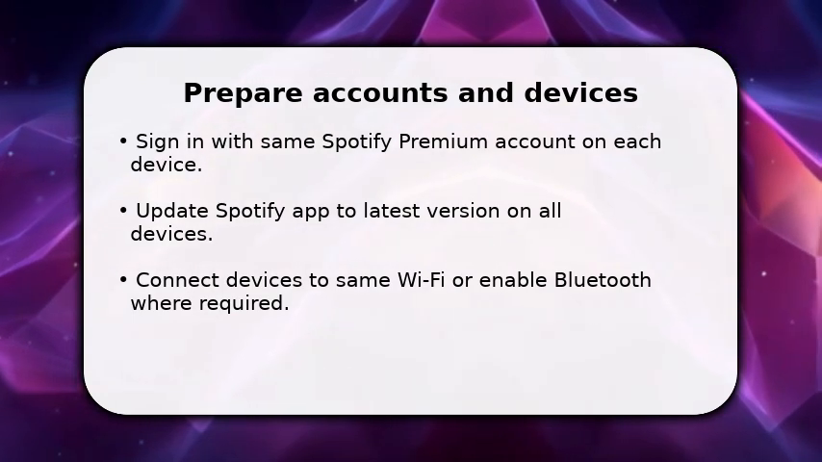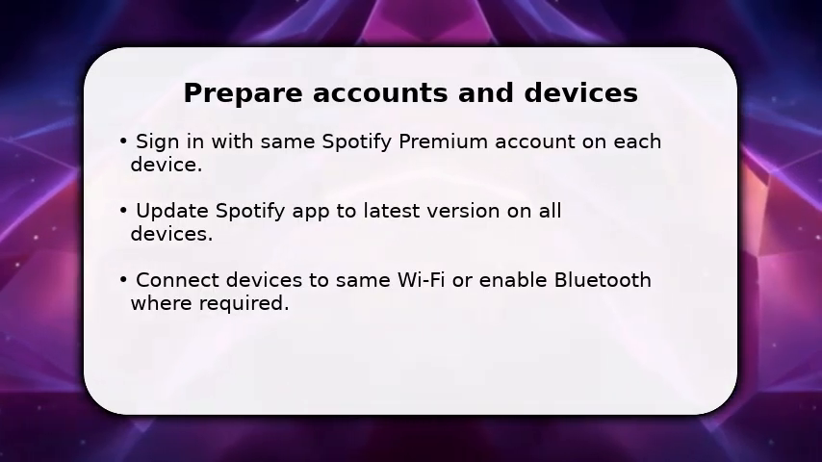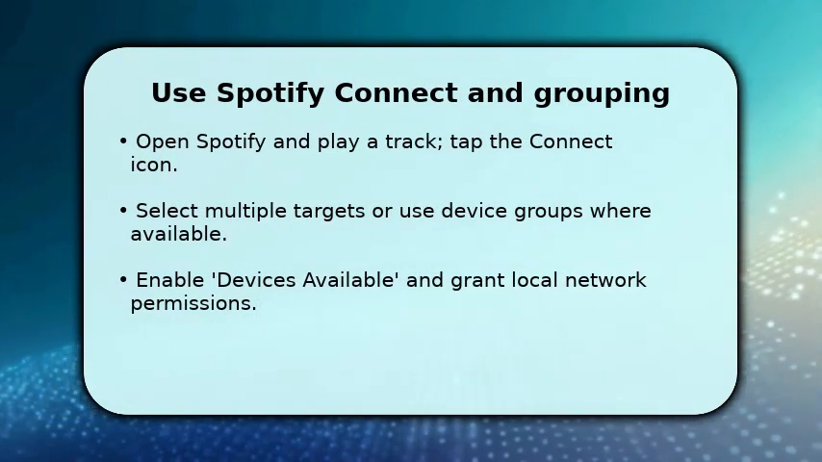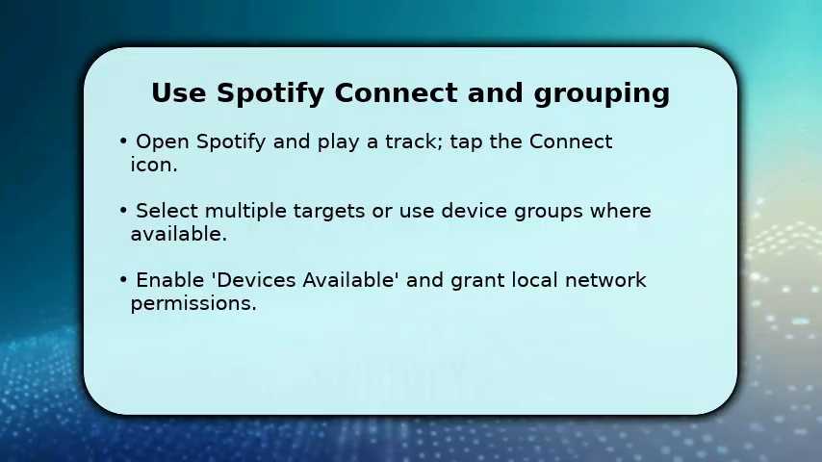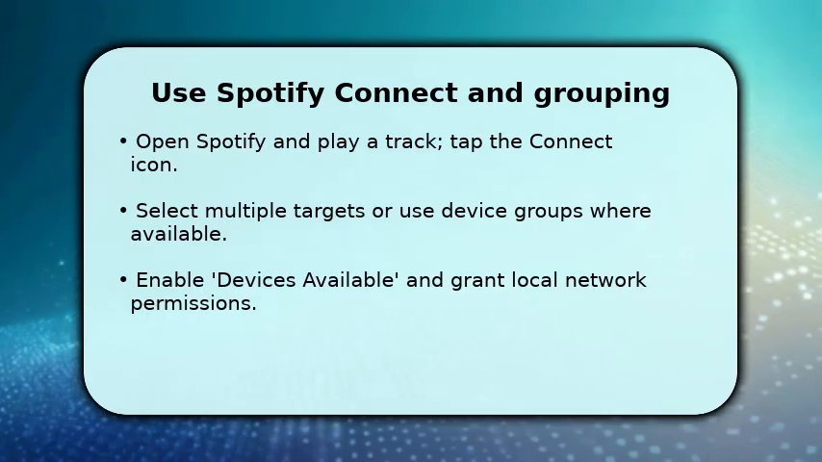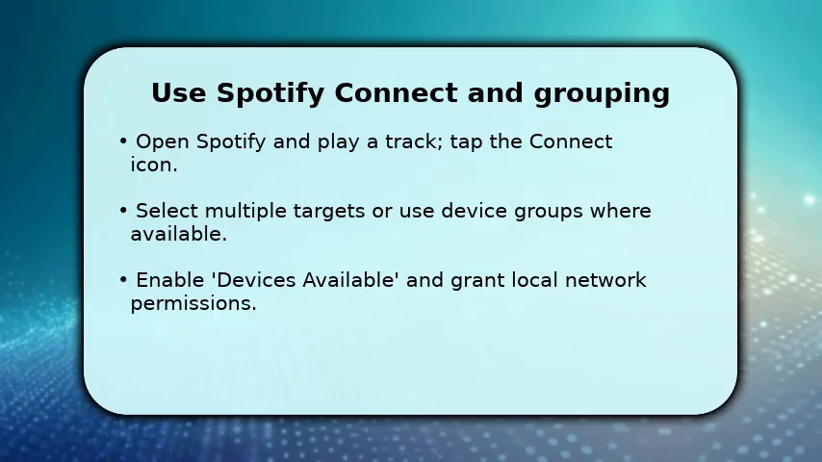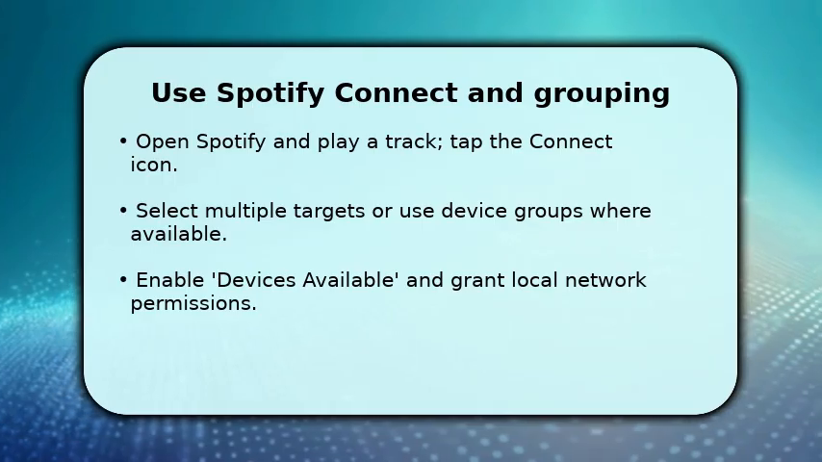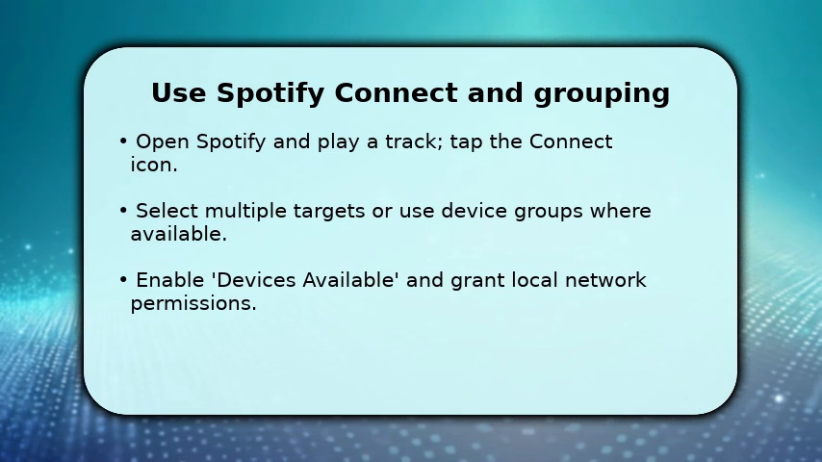You now use Spotify Connect to route audio to specific devices. Play any track, tap the Connect icon, and you'll see nearby devices. Select one, then add others if the interface allows grouping. On some platforms, create a speaker group or choose play on this device plus another device in sequence to sync. Make sure Spotify has local network permissions so devices discover each other. Doing this lets you control volume and playback from your current device, while audio plays on multiple targets.